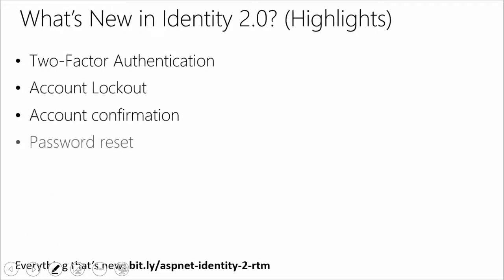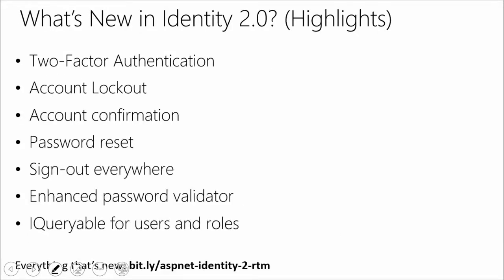Skipping past that, let me see. Identity 2.0. ASP.NET Identity 1 shipped with the initial release. ASP.NET Identity 2.0 came out very soon after that and includes a lot of other things. So for instance, we talked about two-factor auth. Account lockout is another very important thing, and that is if I log in incorrectly too many times, my account's locked for a period of time. This prevents brute force attacks.